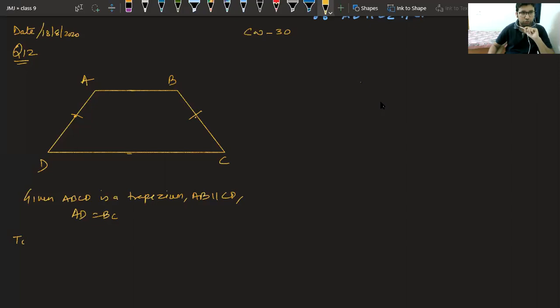We have to prove angle A equal to angle B. Now let us give some names. Angle A suppose I call 1, angle B suppose I call 2. So I have to prove angle 1 equal to angle 2. First thing. Second thing, we have to prove angle C equal to angle D, or we can say it is 3 and 4. So angle 3 equal to angle 4.